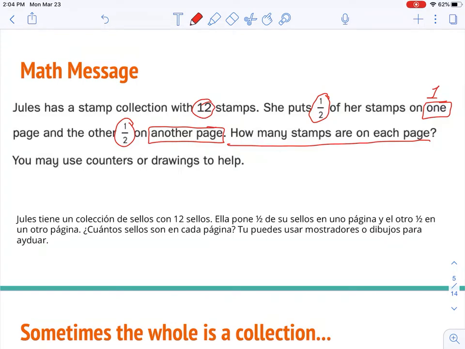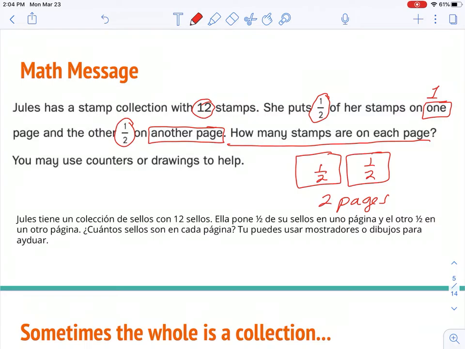So when I read that, I learn that how many pages are there? It doesn't tell me how many pages there are. It doesn't say there are a certain number of pages, but I can infer that there are 2 pages because it says half are on one page and half are on another page. So that tells me there's 2 pages altogether.